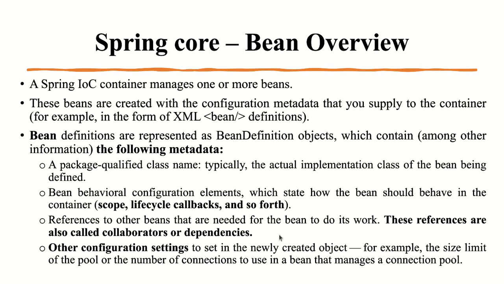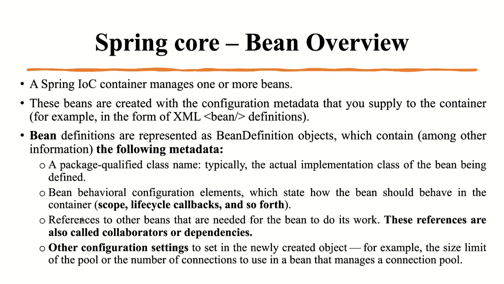References to other beans that are needed for the bean to do its work. You give the references using ref, to tell that they are collaborators, or what dependencies are there for creating a particular bean. You can have other configuration settings set in the newly created object. For example, if you want to specify a size limit and the number of connections in a bean that manages a connection pool, you can specify all those things inside this configuration. So when the bean definition is based on XML, you can specify all these things.